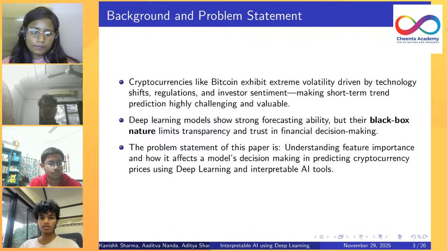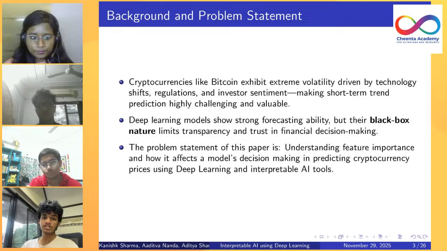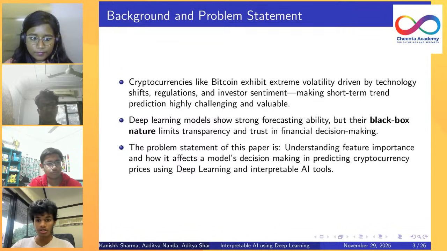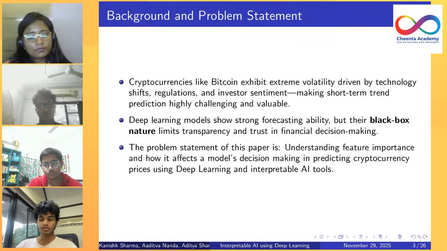Cryptocurrencies like Bitcoin are very volatile because they're driven by technology shifts, regulations, and investor sentiment, making short-term trends very hard to predict and very valuable, as they could return many profits. Deep learning models show strong forecasting ability, but their black box nature limits transparency and trust in financial decision making. So we cannot trust deep learning models. So that brings us to the problem statement of this paper.